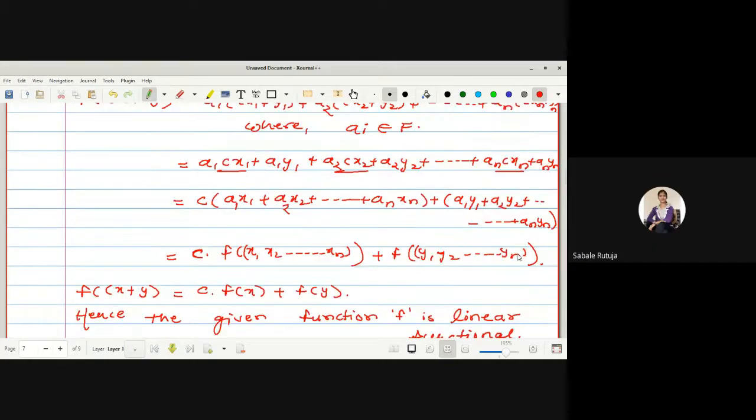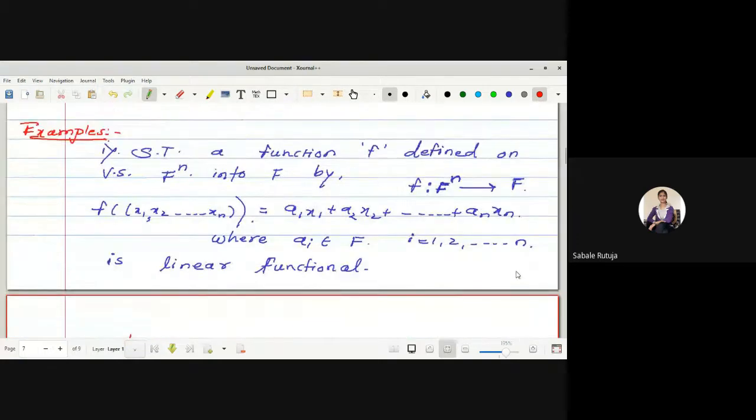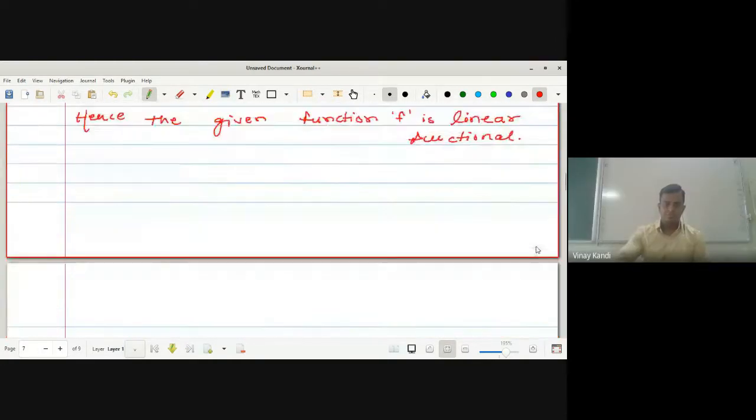No, sir. Okay. So the function f defined on F^n to F by f of (x1, x2, up to so on xn) is equal to a1 x1 plus a2 x2 plus up to so on an xn, where each ai belongs to F, is a linear function. Okay. Now the second one is the second example.